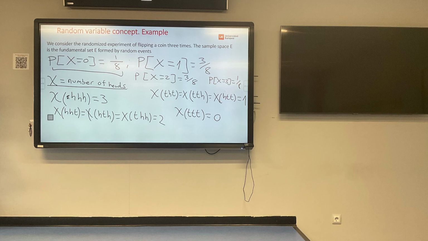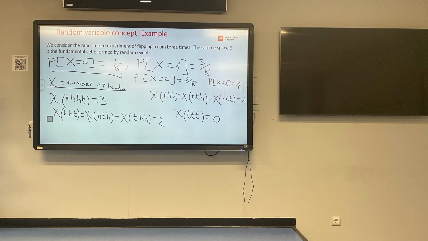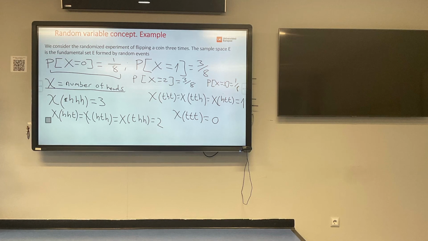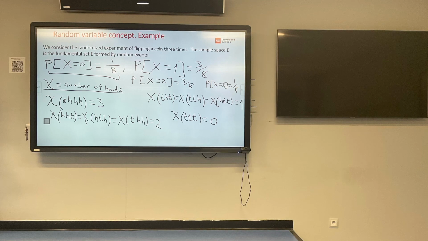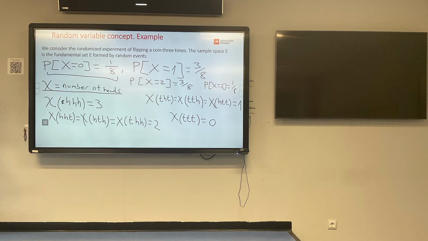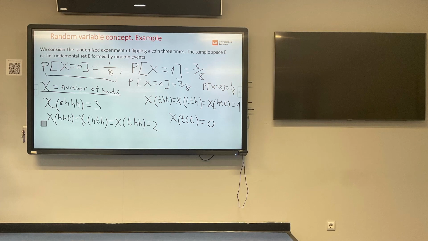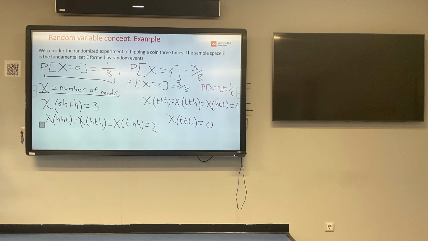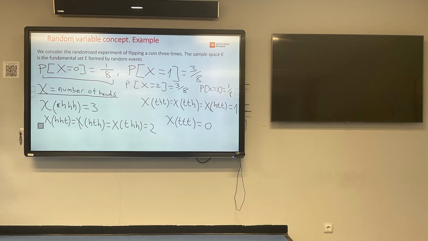Okay, if you don't want to count the possibilities, head, tail, head, you know, then what is this probability? This probability is also the probability of tail intersection tail, right? Tail and tail and tail. Yes? The same. 0 heads or 3 tails. The same.